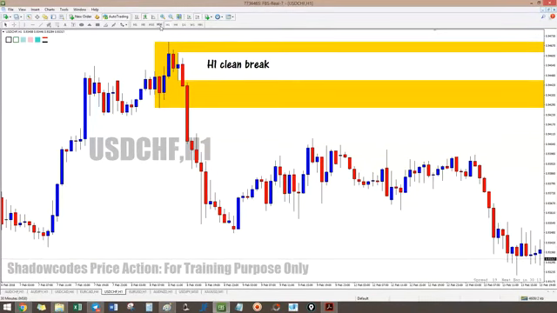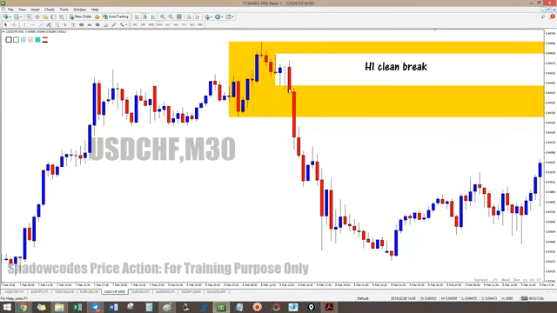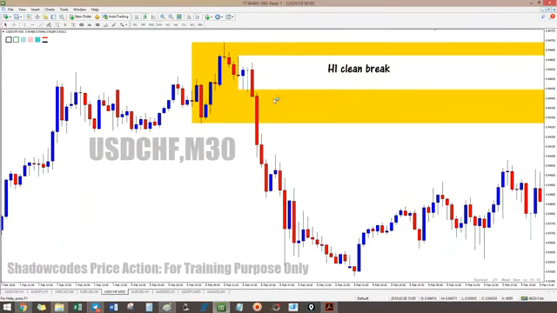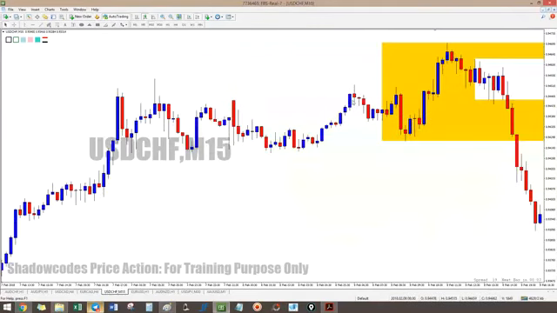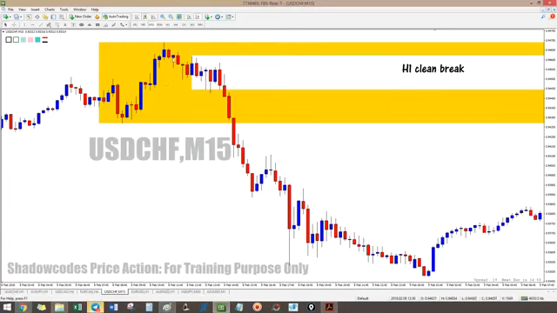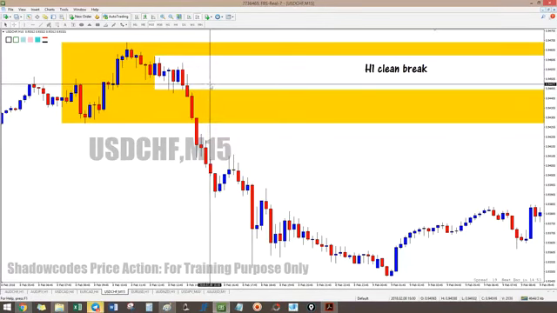Alright, and then M30. Do you have a clean break here? Yes, also in the zone of H1. So no need to mark it. Alright, over here, you got no clean break here, no clean break here. No. Alright. So this one is on M15.